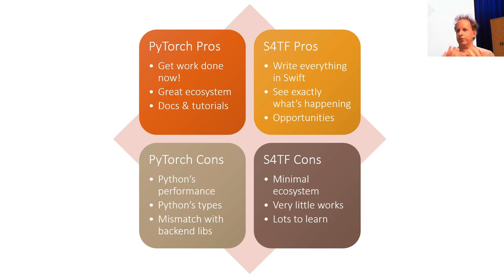PyTorch's and Python's pros are you can get stuff done right now with this amazing ecosystem, fantastic documentation and tutorials. It's just a really great practical system for solving problems. And to be clear, Swift for TensorFlow is not. It's not any of those things right now. It's really early. Almost nothing works. You have to learn a whole new language if you don't know Swift already. There's very little ecosystem. I'm not talking about Swift in particular, but Swift for TensorFlow and Swift for deep learning, and even Swift for numeric programming. I was surprised when I got into it to find there was hardly any documentation about Swift for numeric programming, even though I was pretty delighted by the experience.